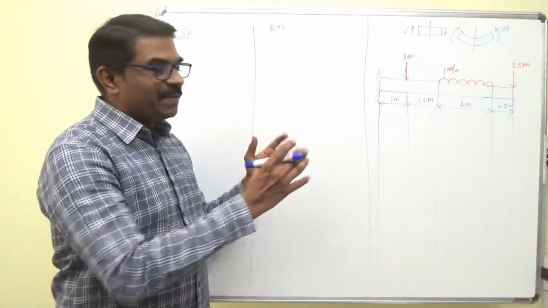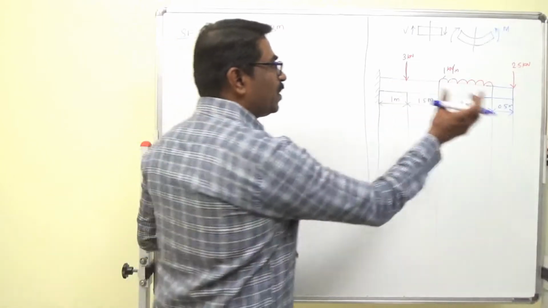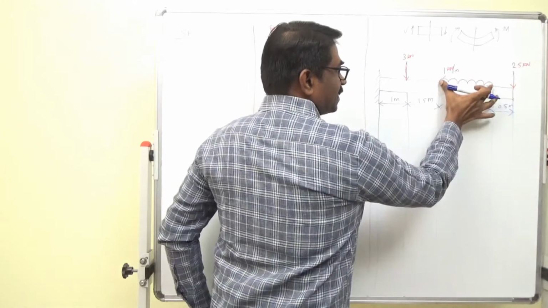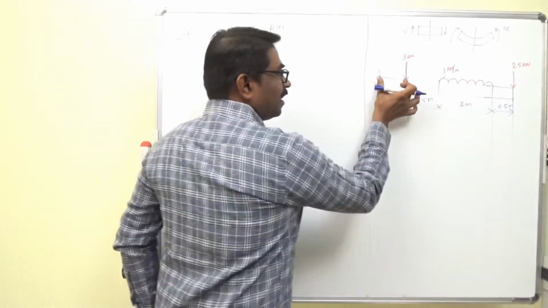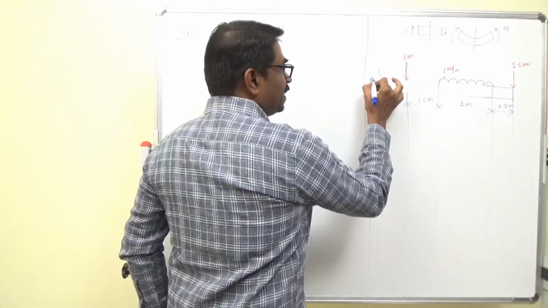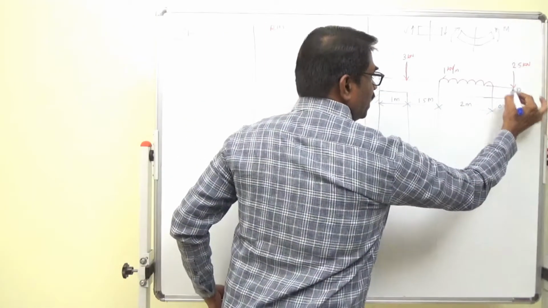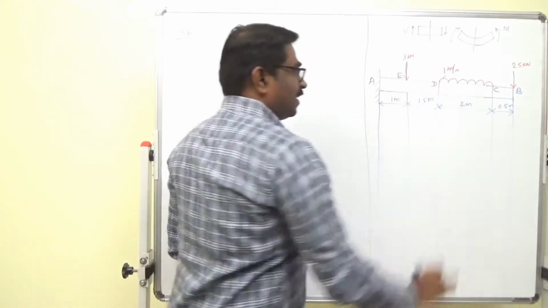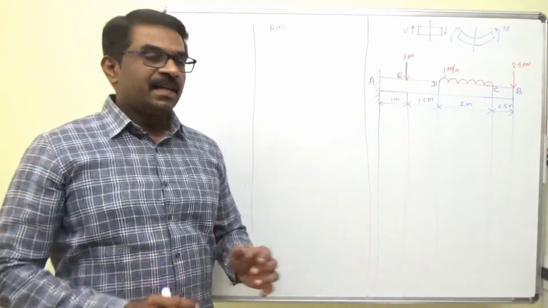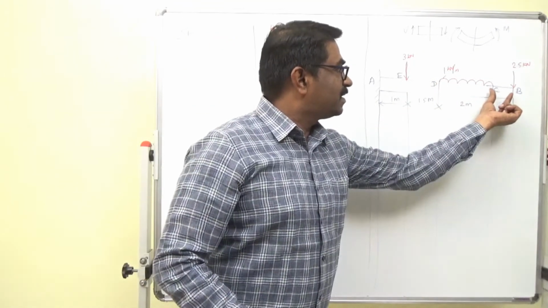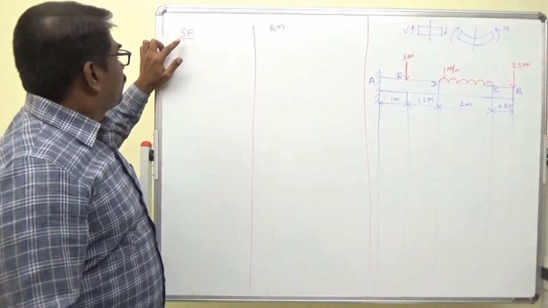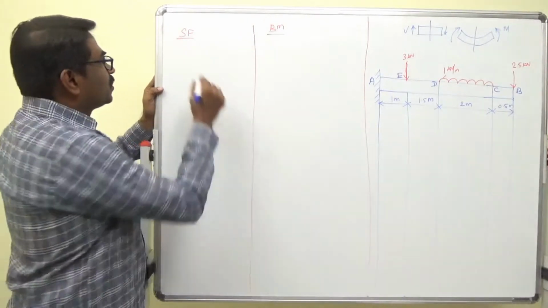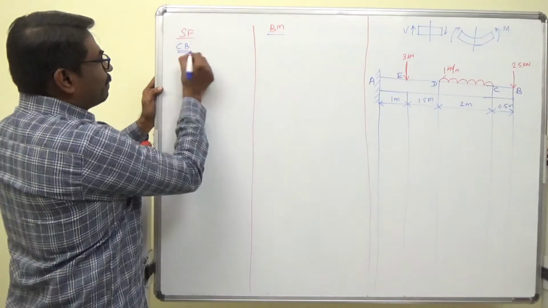Now, as a first step, what we have to do? We have to divide the beam into segments, between loads. You have three loads, so one segment, second segment, third segment, and fourth segment. Let me name the points A, B, C, D, and E. First, let me take the first segment CB. We will find shear force and bending moment parallelly.